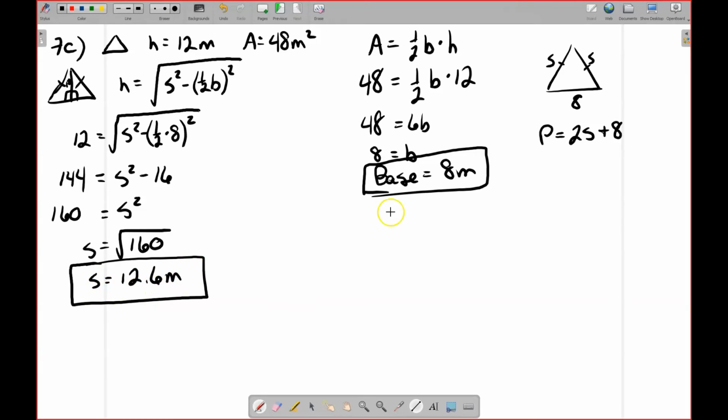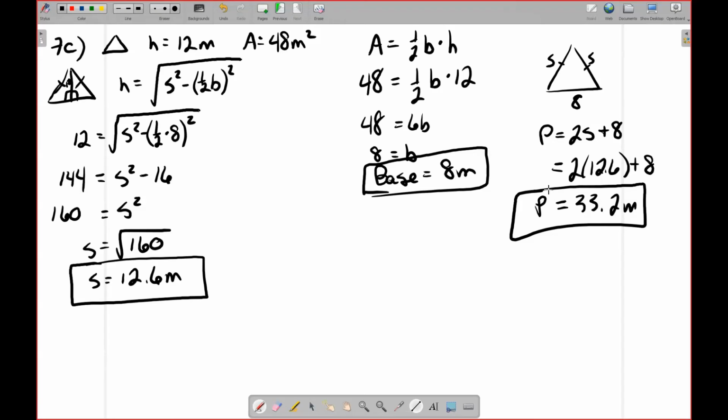Once I've got the side, I can then go back to my perimeter equation here. So I've got 2 times 12.6 plus 8, which gives me a total of 33.2 meters. So to recap again, I started off, I'd been given the height and the area, which allowed me then to use the standard formula for area of a triangle to find out the base length, allowed me to solve for b. Once I had that information, I could substitute that into the equation for height of an isosceles triangle so that I could get one of the sides by solving using algebra.